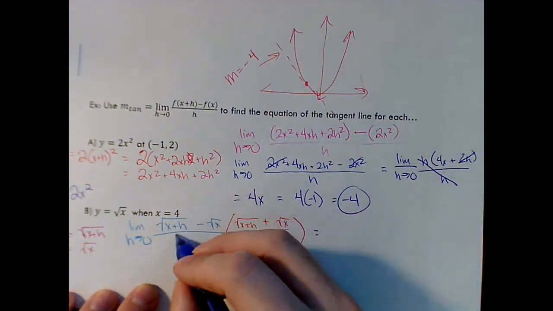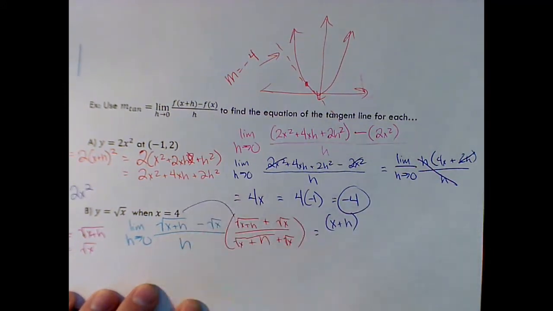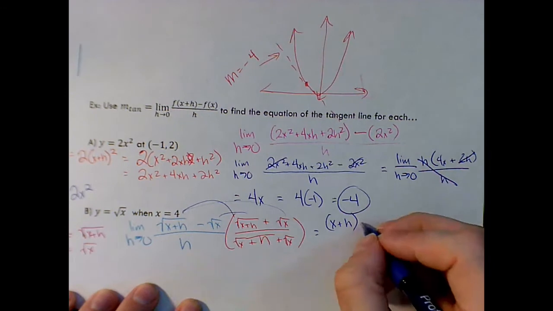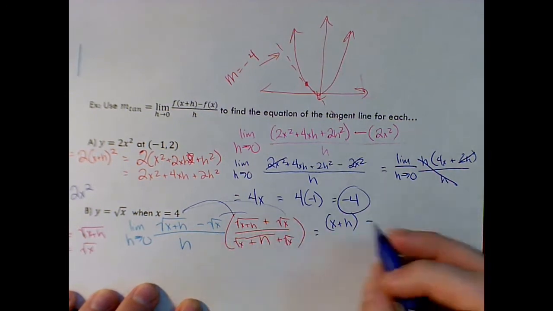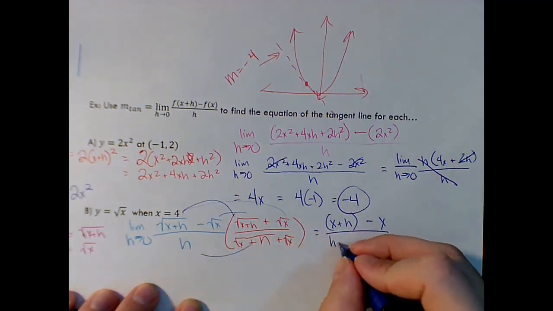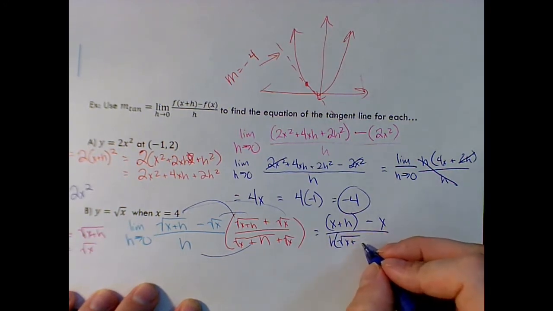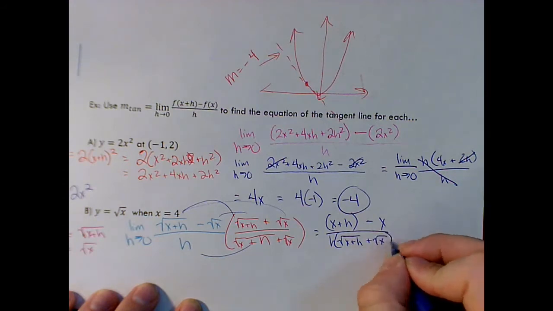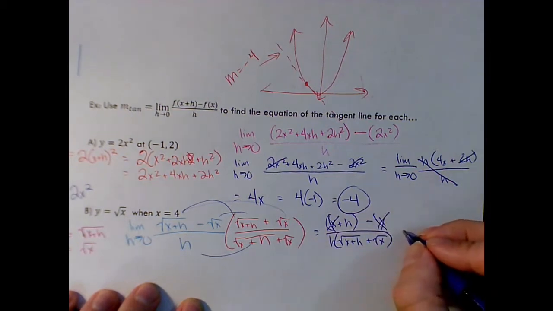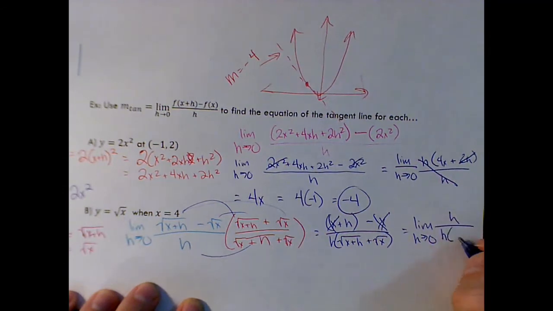Root x plus h times root x plus h ends up being x plus h. That's the FOIL part. Whenever you do this, the O and the I cancel each other out, so that's gone. And I'm going to have minus root x times root x, which is x. This becomes x plus h minus x. Actually, you know what I'm going to do? I'm going to leave it like that because I have a feeling that I'm going to want to leave it like that. I'm not going to distribute. You know why? Because that x and that x cancel out. And I'm left with the limit as h approaches 0 of h over h times stuff.